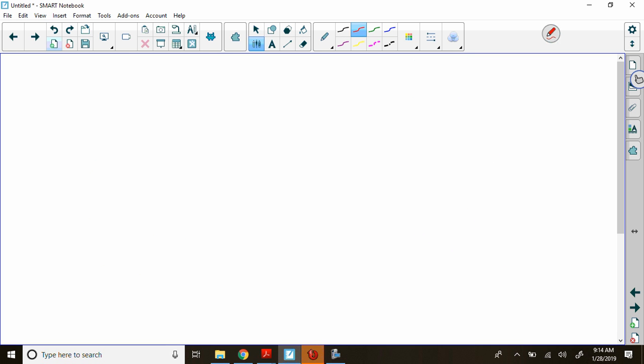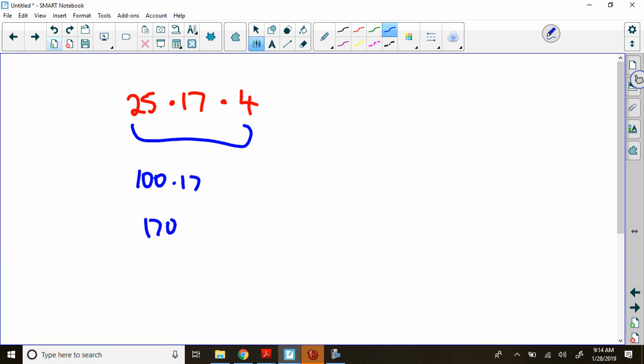What if you had to multiply something like 25 by 17 by 4? I don't know 25 times 17, and I'm not going to do that first anyway. I'm going to use the commutative property. I know 25 times 4 is 100, right? Times 17. Oh, that's 1,700. That's easy. A lot easier than multiplying 25 by 17 and then multiplying that by 4, isn't it?